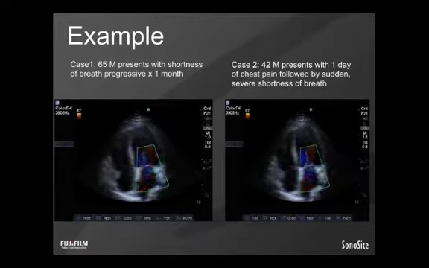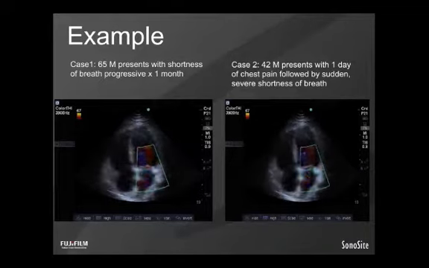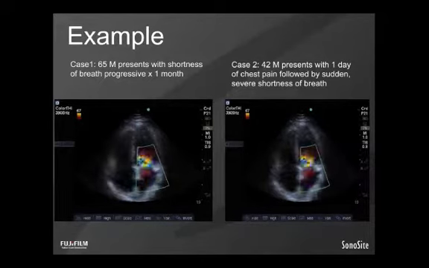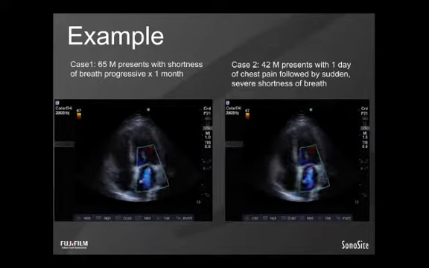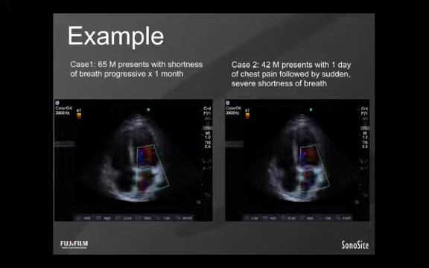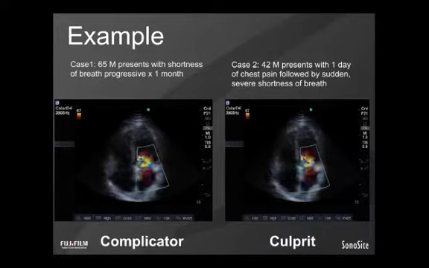So by way of example, we have these two cases which present with strikingly similar apical four-chamber views. Case one is a patient who presents with a progressive history of shortness of breath over 1 month. And case two is a patient who presents with a 1-day history of chest pain followed by sudden, severe shortness of breath.